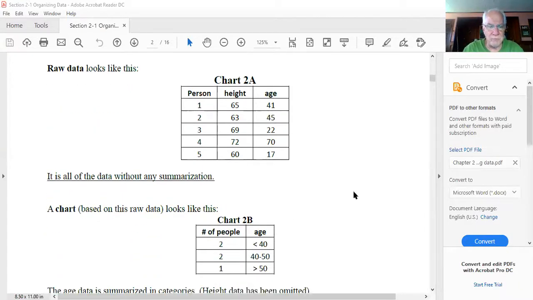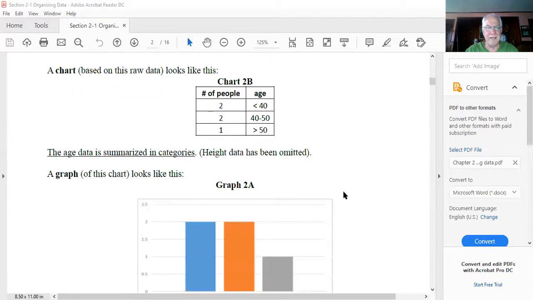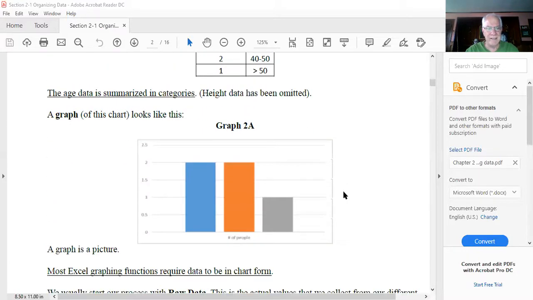A chart, for me, is something that looks like this. What this is, is that I've summarized the data into categories. I left out height, for instance, but I have some categories here. A graph, on the other hand, looks something like this. It has some sort of geometric shape to it, in addition to the numbers. It may or may not have numbers. There's a number of things I could criticize about this graph, and it would not be hard.